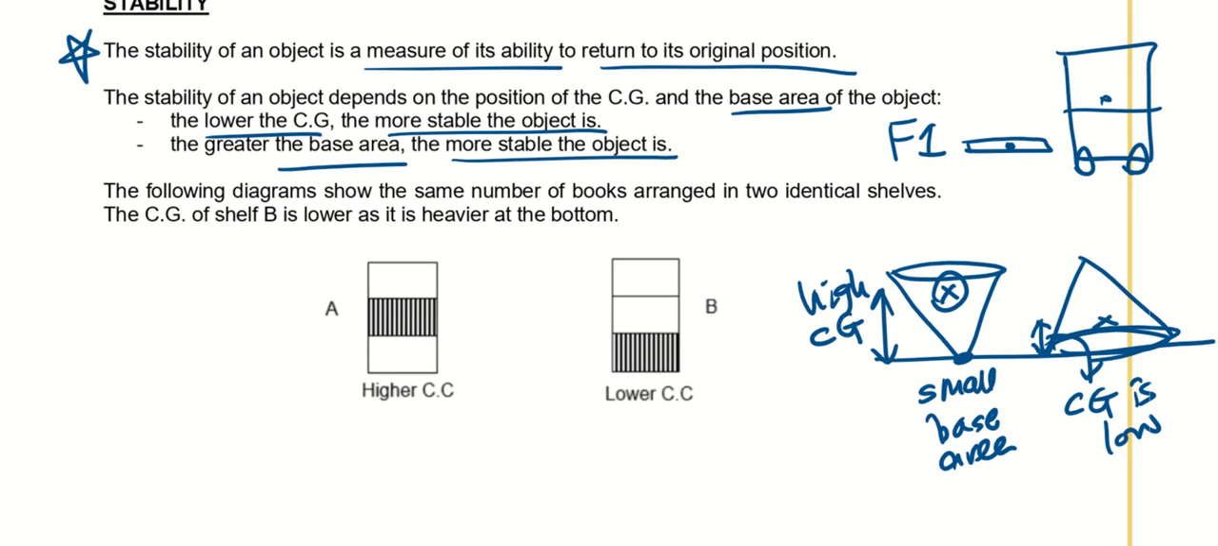So we have one more example. It shows a number of books arranged in two identical shelves. They are exactly the same, but the books for A are arranged at the middle shelf, for B at the lower shelf. So B will cause the CG to be nearer the bottom. A will cause the CG to be higher. Over here is high CG, and the other is low CG. How about the base area? The base area is the same because we are using the same bookshelf. So you can see, the higher the CG, the more unstable it is.